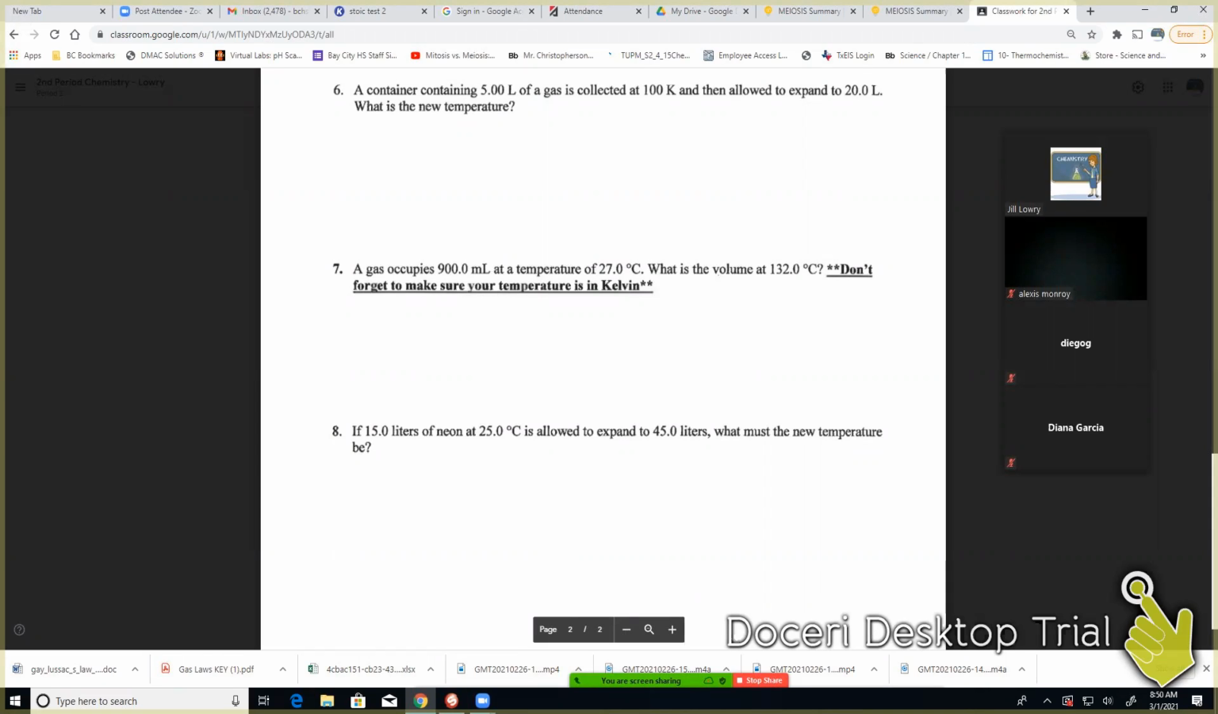So look at them. If we just jump down to number 8, if 15 liters of neon at 25 degrees Celsius, so there's my 15 liters is my volume 1, 25 degrees Celsius my T1, but I'm going to go ahead and change it. So I'm going to add 273 to it. And I like to do that so I won't forget and put it in the formula as 25 degrees. If it's allowed to expand to 45 liters, so that's my volume, the second one, what must the new temperature be? So I'm trying to find T2.